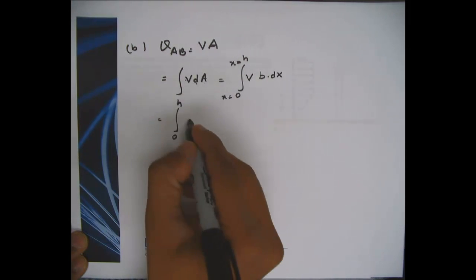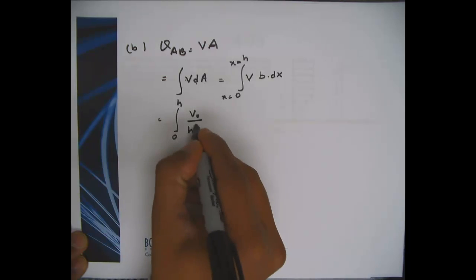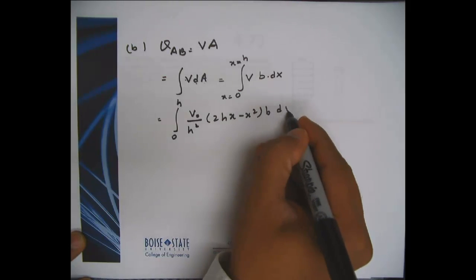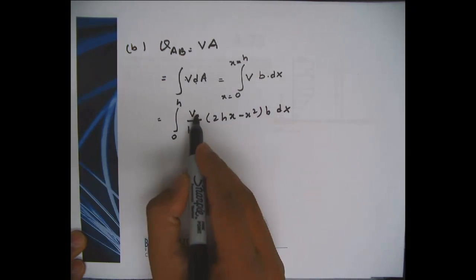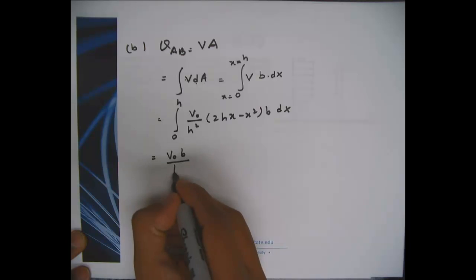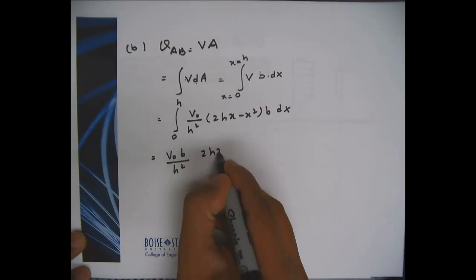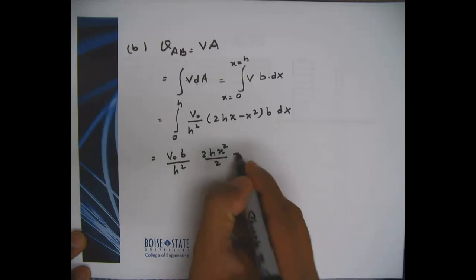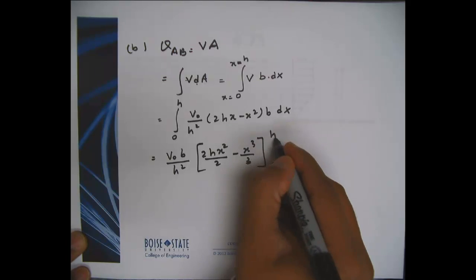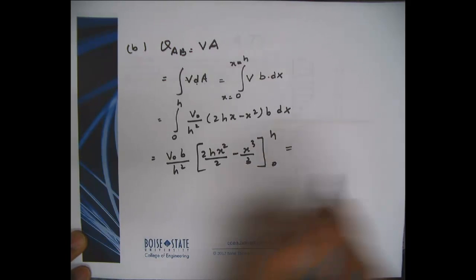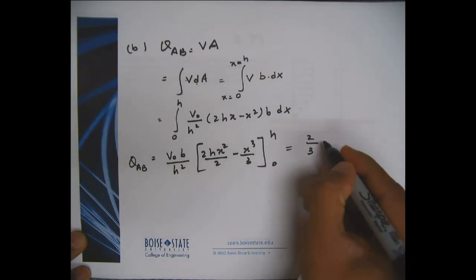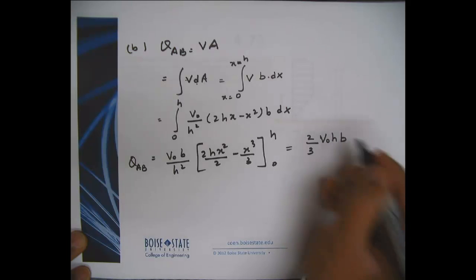So I know V, which is V naught over h square times 2hx minus x square, times b times dx. This is a constant, this is a constant, this is a constant. So V naught b over h square. So if I do the integration here, what I end up with for the flow rate across AB is 2 over 3 V naught h times b.